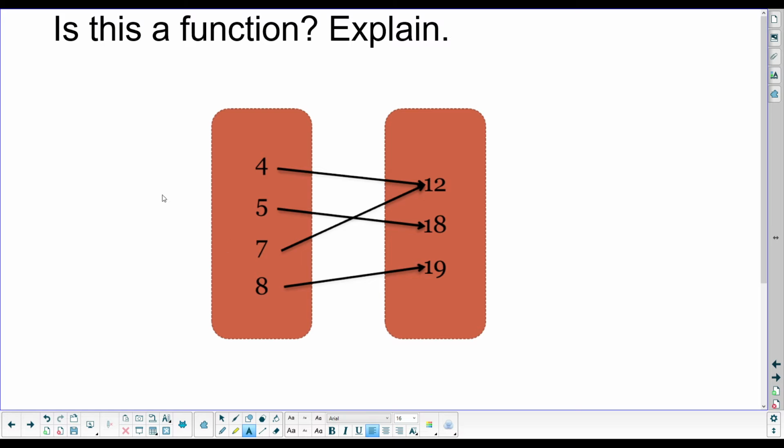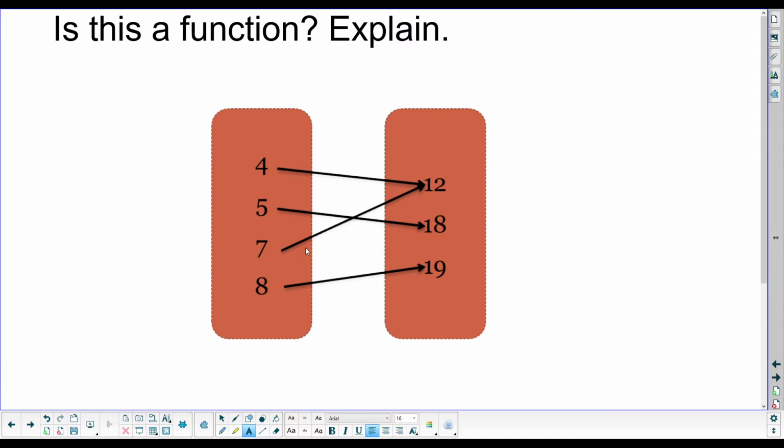Well, if I look at my definition of a function, I have to look at every member of the domain. So 4 goes to 12. 4 doesn't go to any other numbers. 4 only goes to 12. The domain 5 only goes to 18. The domain 7 only goes to 12. And the domain 8 only goes to 19. So based on the definition of a function, yes, this is a function.